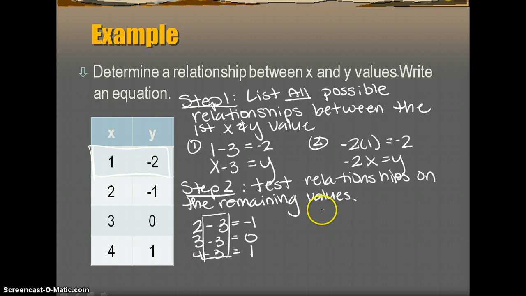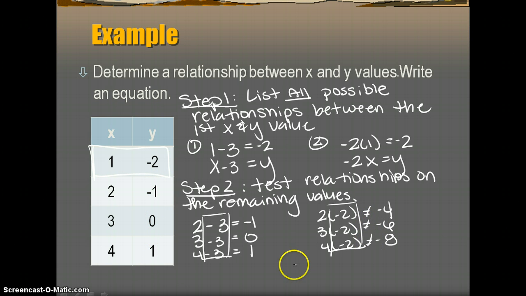For the second one, we would have 2 times negative 2 is equal to negative 4, 3 times negative 2 is equal to negative 6, and 4 times negative 2 is equal to negative 8, where again the multiplication of the negative 2 was the second possible relationship. We will notice that our given y values are negative 1, 0, and 1, which means that the second set doesn't work. Therefore, our equation for this given chart or table is y is equal to x minus 3, because when testing all values, it's the only one that remained true after the first set.